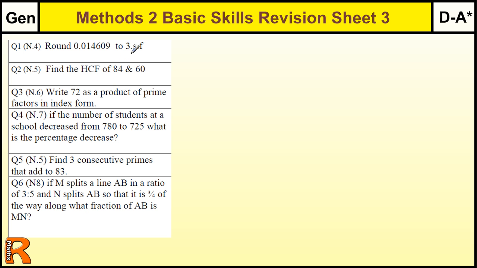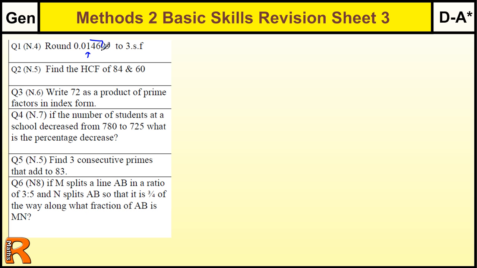Rounding to three significant figures. The first significant figure is the 1. Zeros do not count as significant figures if they're in front of numbers. Once you've started counting though, then you would count zeros. But this is the first significant figure, second, third.